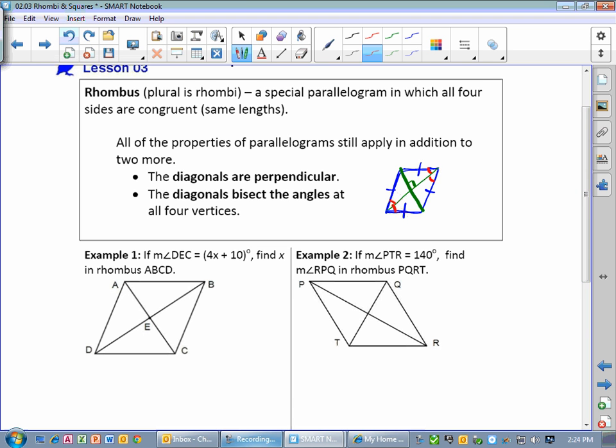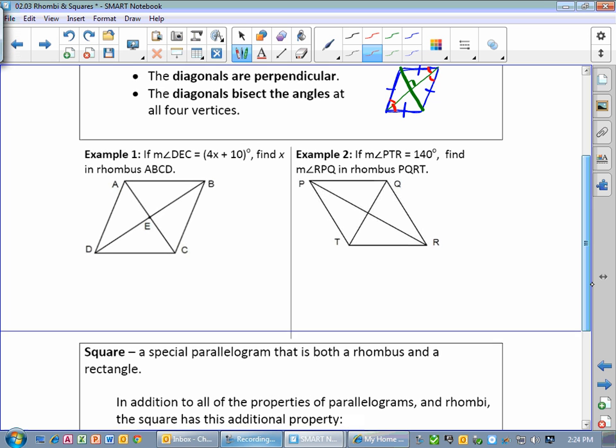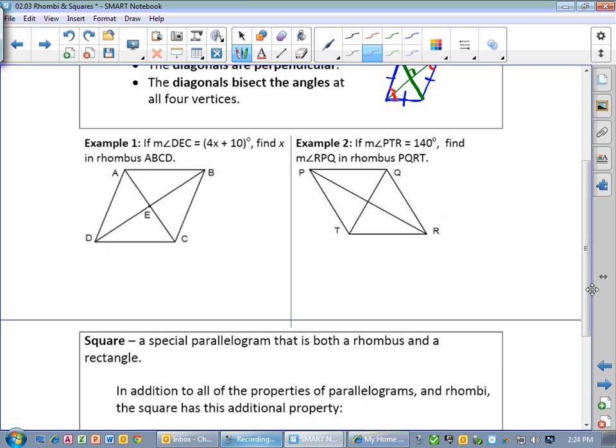Okay. So let's do a couple examples with rhombi. I was going to say rhombuses, but it's rhombi, I guess. So it says the measure of angle DEC. So find angle DEC on your picture and mark it with an arc of some sort. Arc meaning the little curve or something. So DEC would be right there. Agreed?